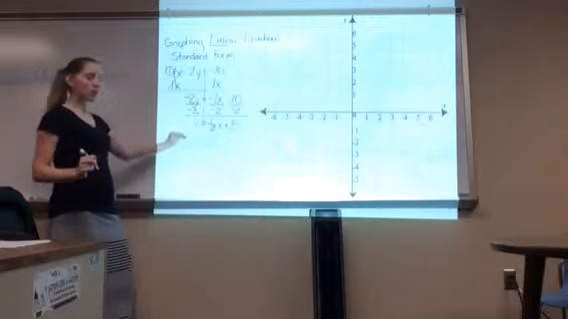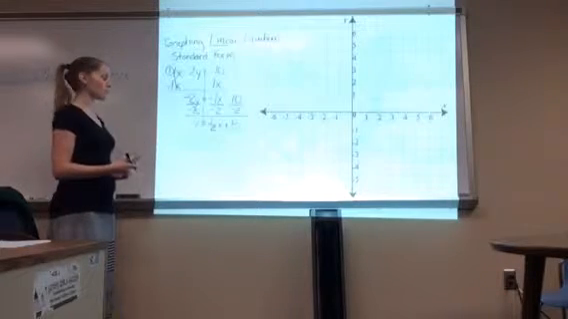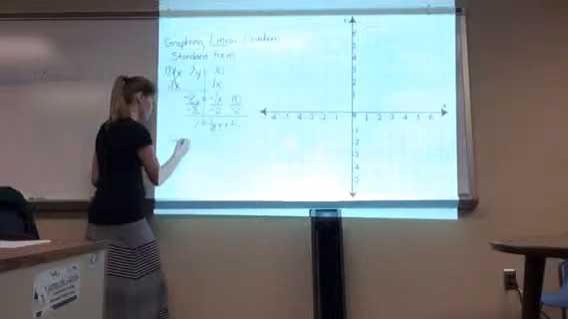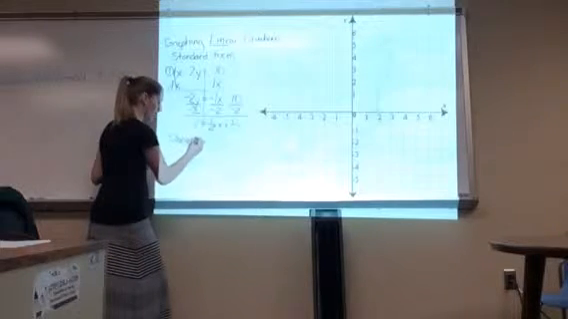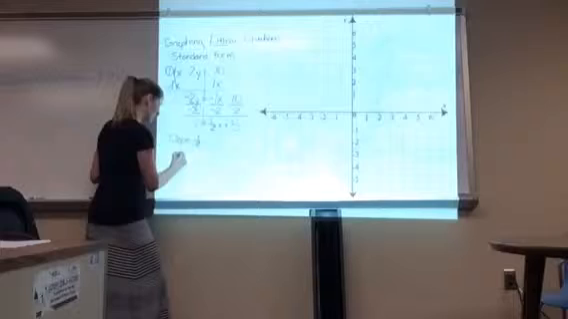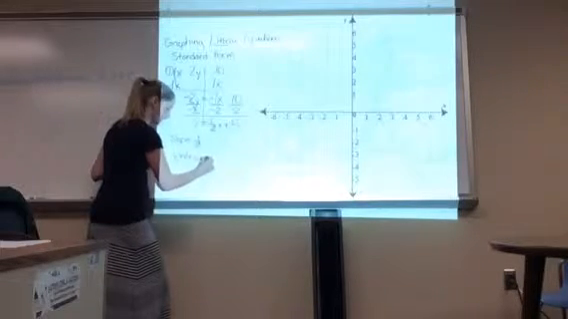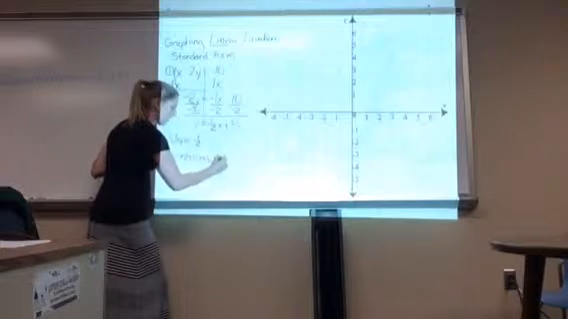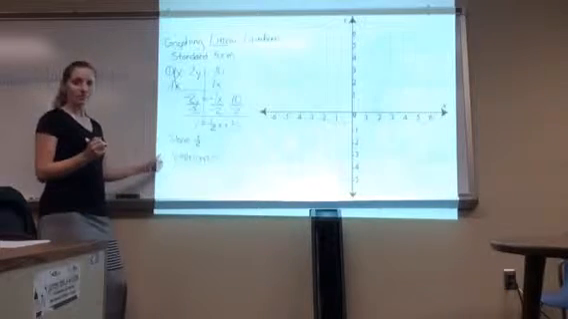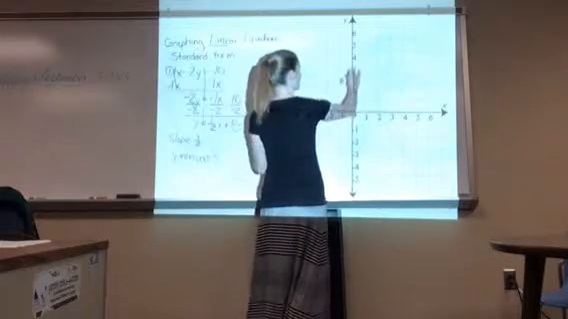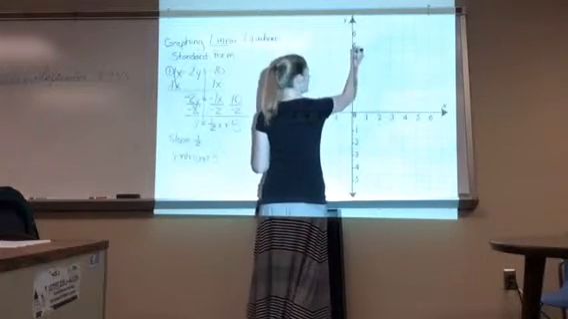So now that I've solved it for y, it's in slope-intercept form and I can graph it. So my slope is going to be positive 1/2 and my y-intercept is going to be a positive 5 because it's plus 5. Now remember, graph the y-intercept first. So if my y-intercept is positive 5, I go to positive 5 on my graph and I put a point.